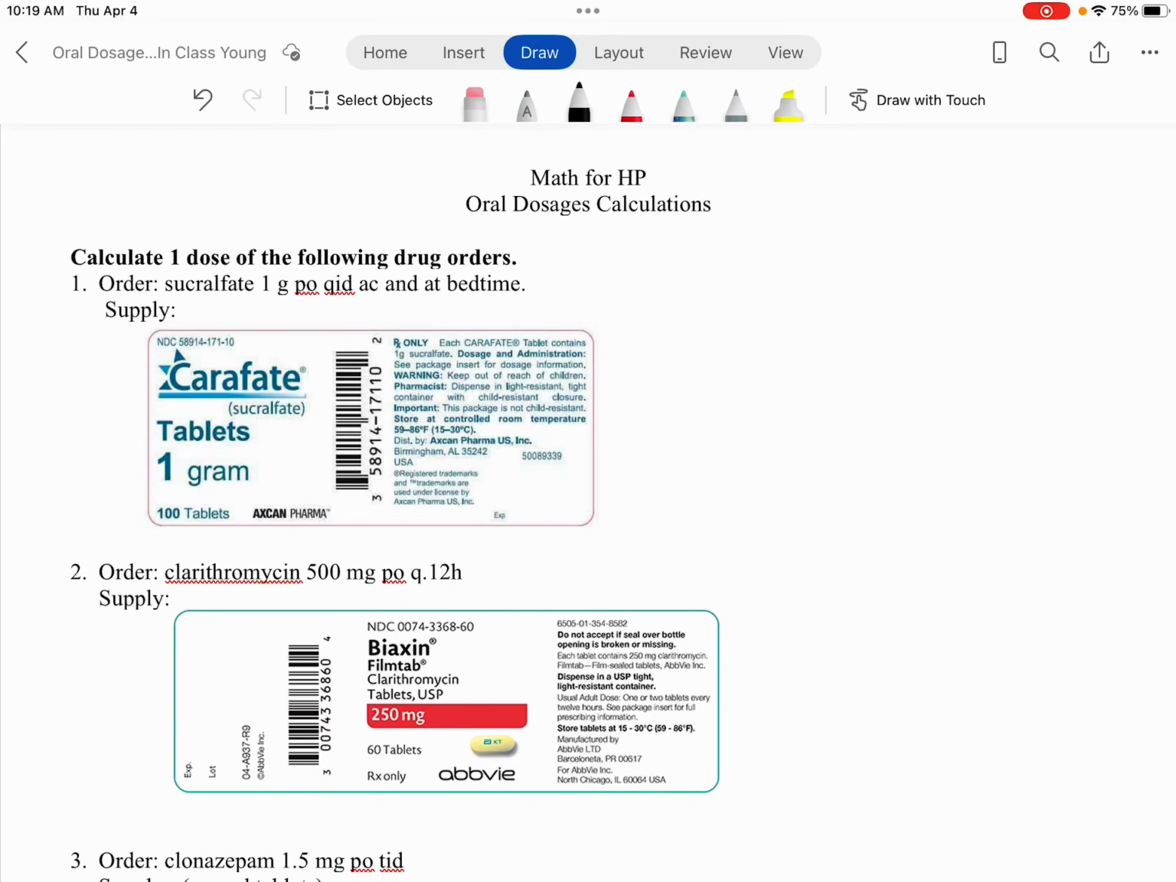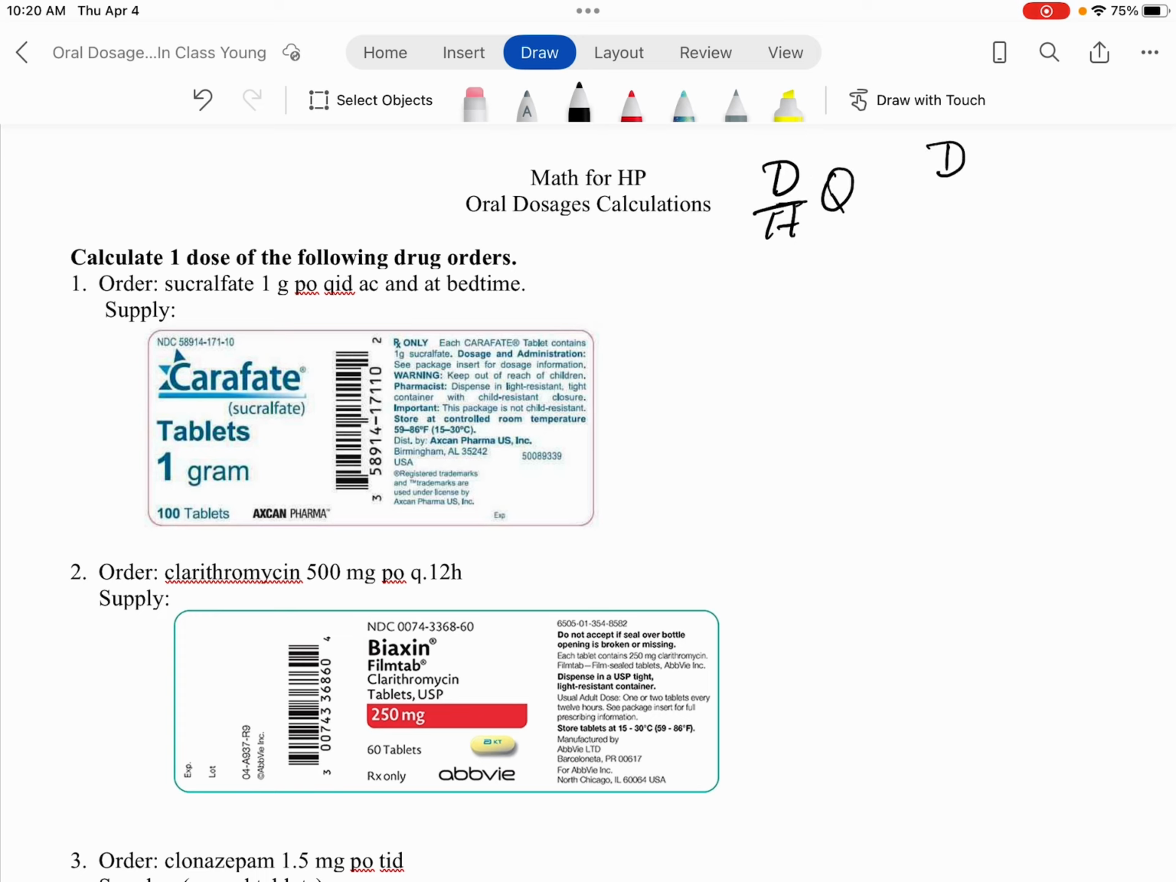Good morning. Today we're going to look at oral dosage calculations. We're wanting to calculate how many tablets or capsules per dose we want to give based on what the doctor has ordered. So the formula that we're going to use is desired over have times quantity.